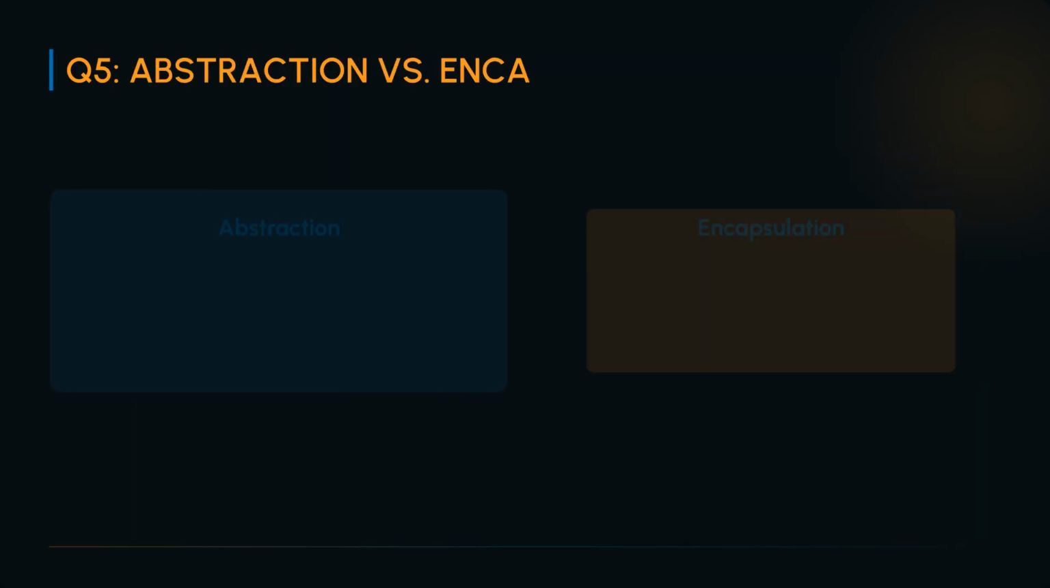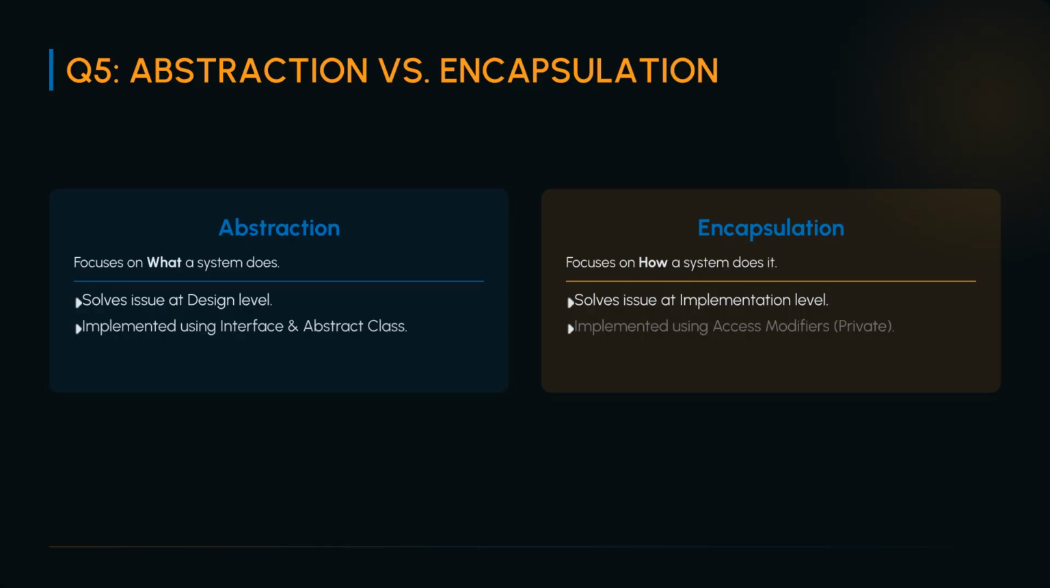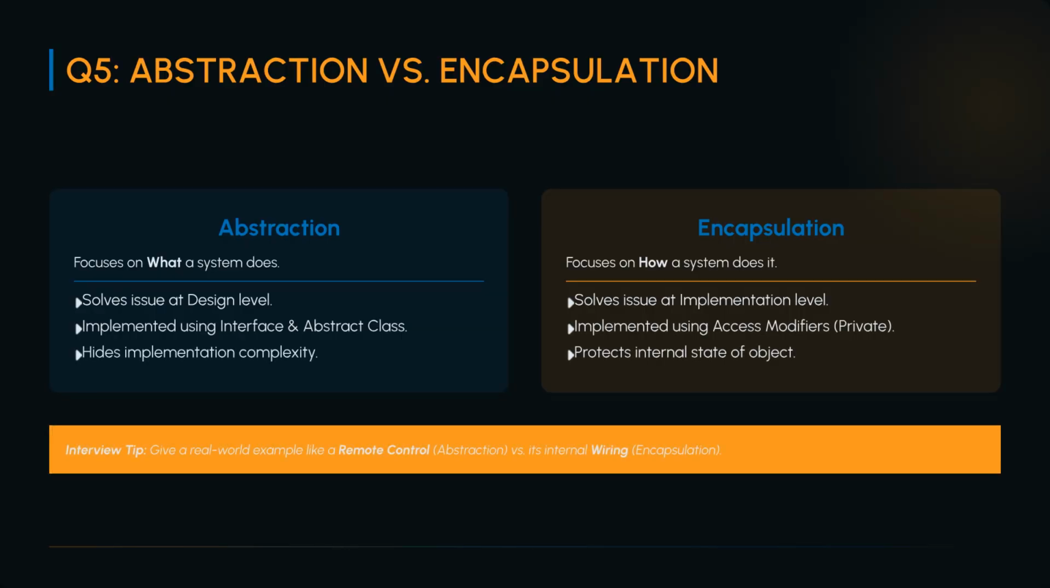Next question they asked me was on the difference between abstraction and encapsulation. This is where they actually check your depth. Abstraction means hiding implementation details, focusing on what the system does. Encapsulation means wrapping data and protecting it. So I explained it with a banking system example because currently I'm working on a banking app. So I used that example.